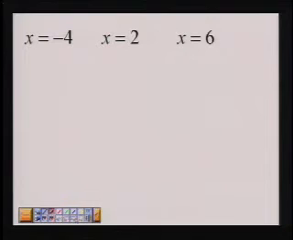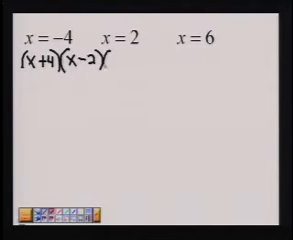Now let's work with one where we have 3 roots, and they're all integers. So now we'll find a polynomial with roots at -4, 2, and 6. Again, we can write the factors. We'll just have 3 of them, so the multiplication will take a little longer, but it's the same process. So x equals -4 creates a factor x plus 4. X equals 2 creates a factor x minus 2. X equals 6 creates the factor x minus 6.